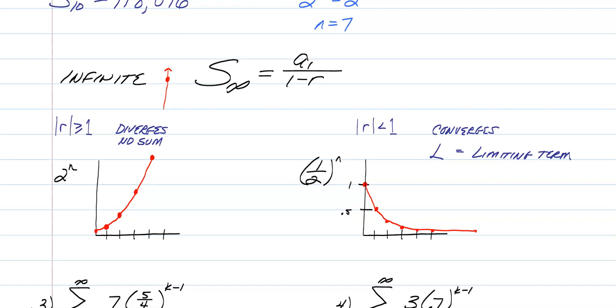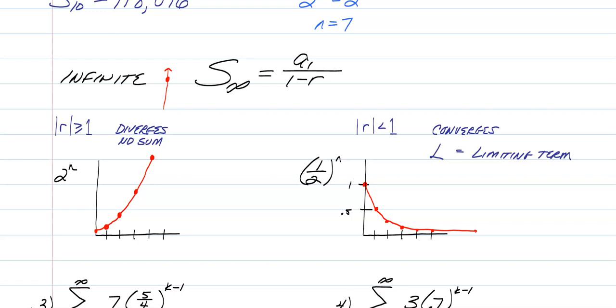When your rate is less than 1, however, you can actually find a partial sum. And a partial sum just means it's going to get close to this number. It will never actually reach it.